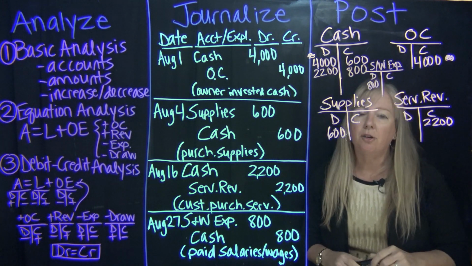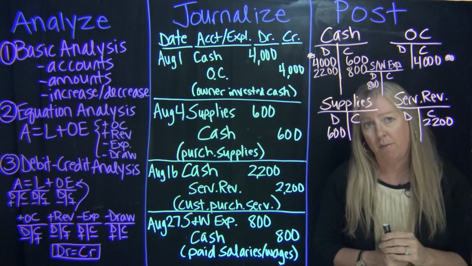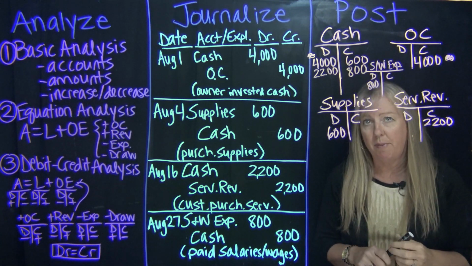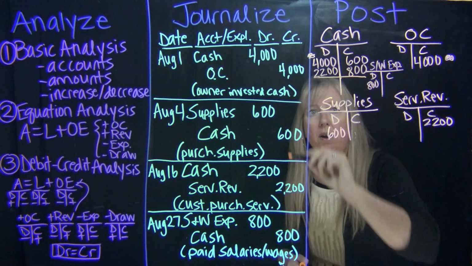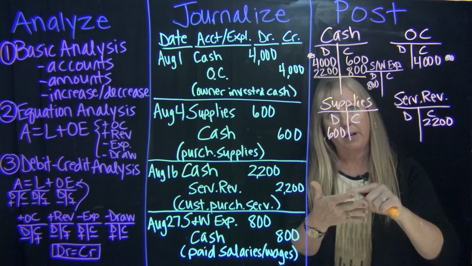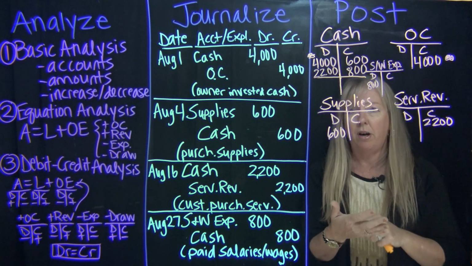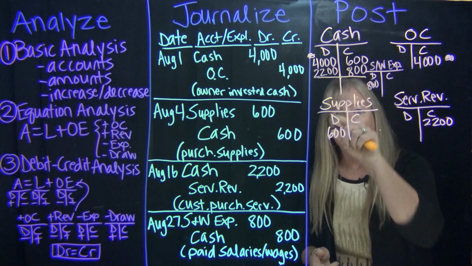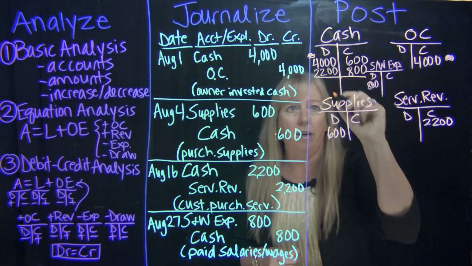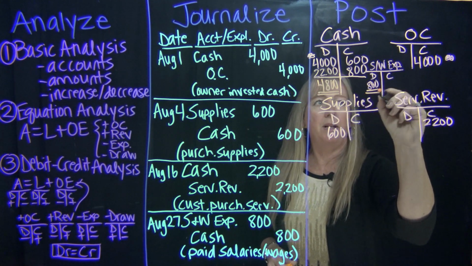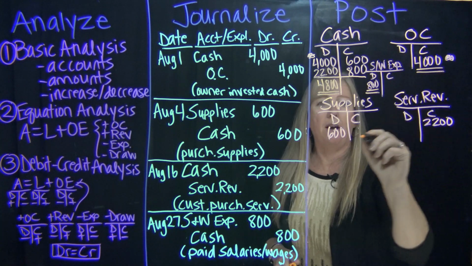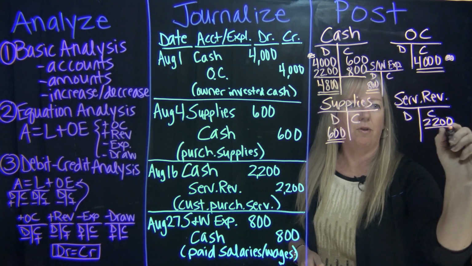Now in a real ledger, we would have a column to take care of all the balances. I'm going to use my T account to balance it out. The cash account is the only one that really has a whole lot going on. So I'm going to punch in my calculator 4,000 plus 2,200 minus 600 minus 800 and write the balance. The balance is 4,800. My balance for salaries and wages expense is 800, for owner's capital is 4,000, for supplies is 600, and service revenue is 2,200.